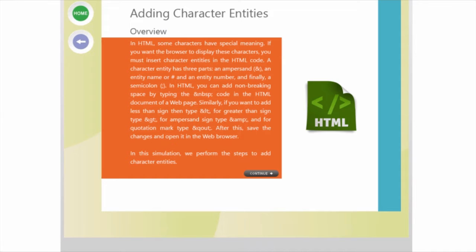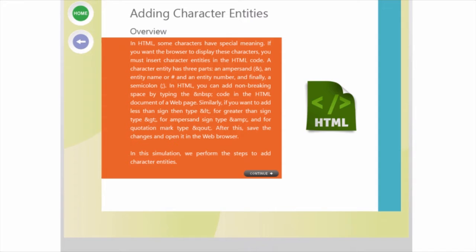A character entity has three parts: an ampersand, an entity name or hash and an entity number, and finally a semicolon. In HTML, you can add a non-breaking space by typing the ampersand NBSP semicolon code in the HTML document of a web page. Similarly, if you want to add a less than sign, then type ampersand LT semicolon.